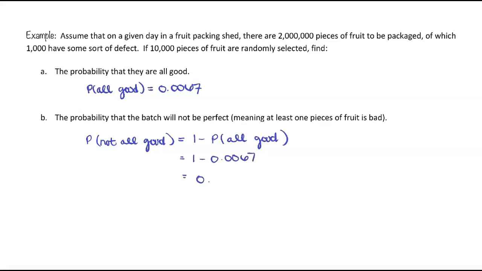0.0067, or 0.9933. In other words, if you're drawing a sample of 10,000 pieces of fruit, the probability that at least one of them will have a defect is 99.33%.